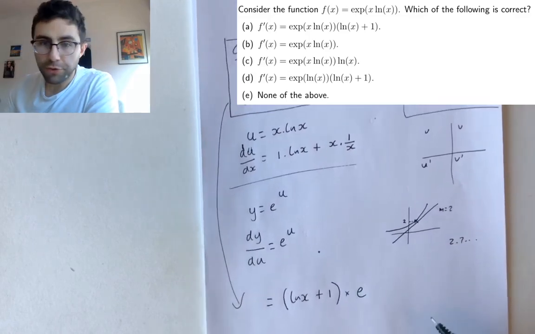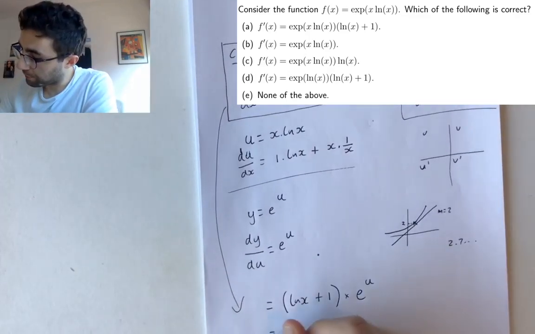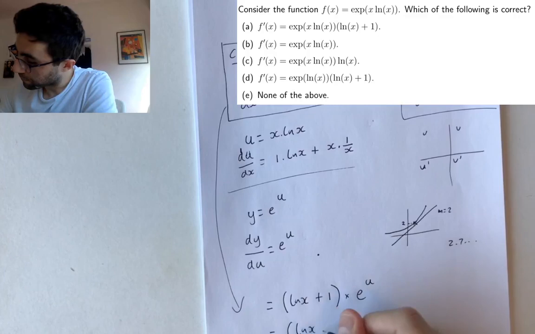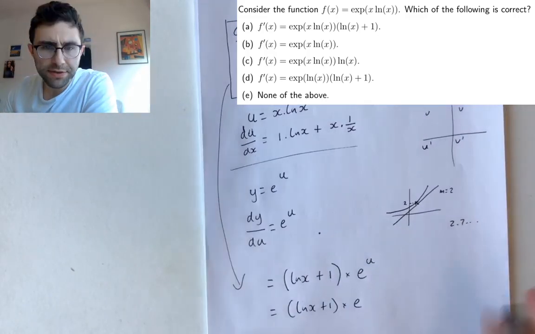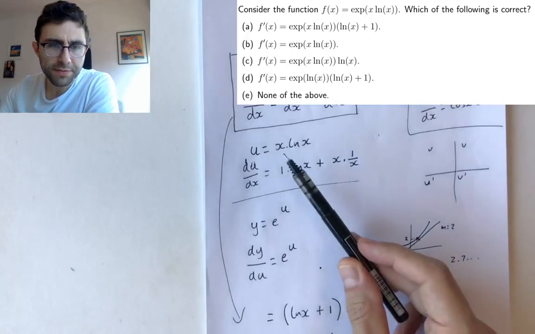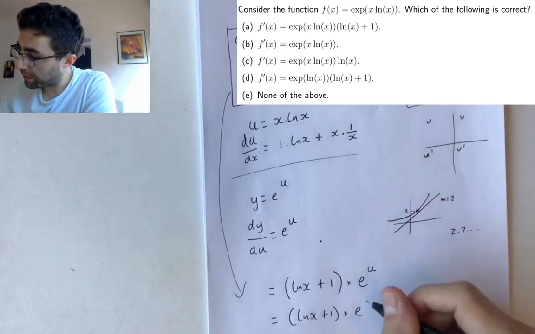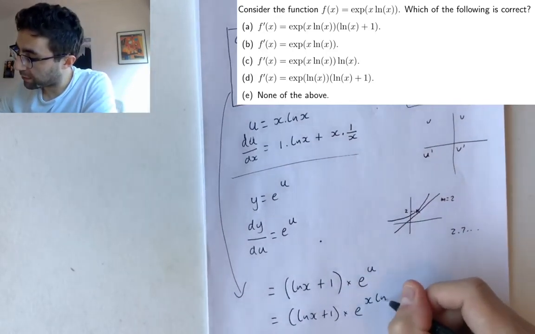Why don't I just put the u back in though? Well, no, I'll do 2 lines of working. And so yeah, my u from earlier, from my substitution, I can sub it back in now. It's x ln x. Cool.